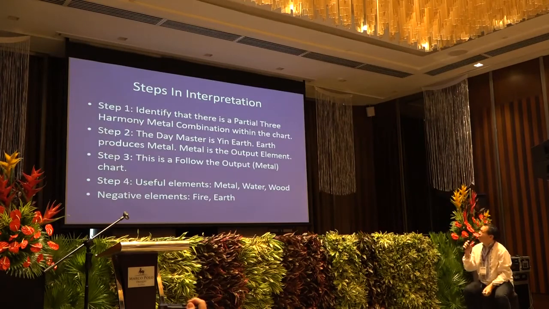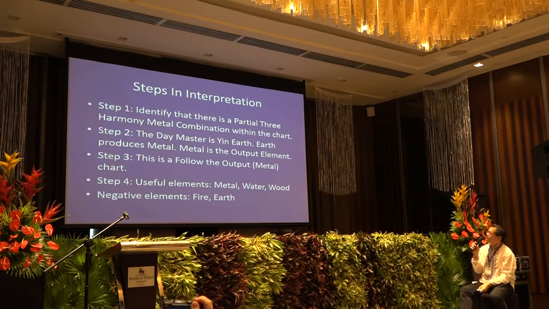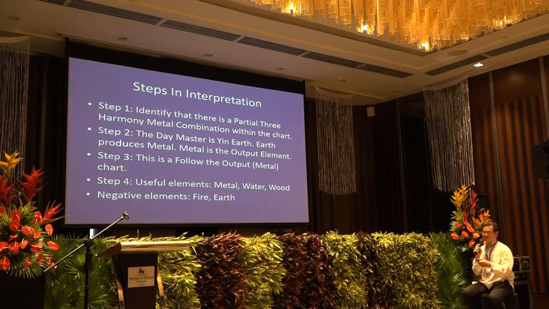Right, so step one, we did. There's a partial three harmony metal combination within a chart. Step two, the day master is yin earth. Earth produces metal. Metal is the output element. This is a follow the output metal chart. Step four, useful elements: metal, water, and wood, because wood controls the earth competitors. And the negative elements are fire and earth that destroy the first two elements.